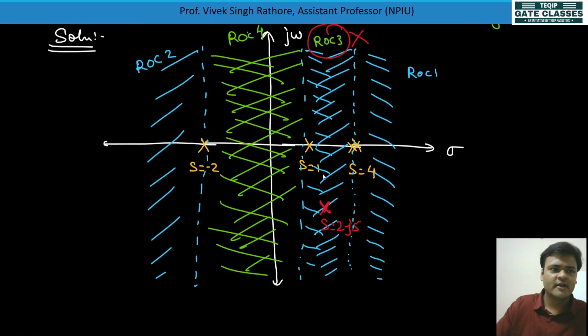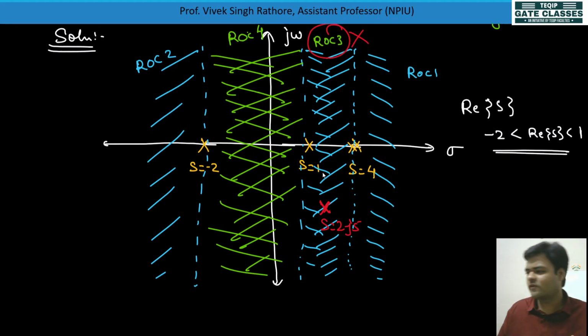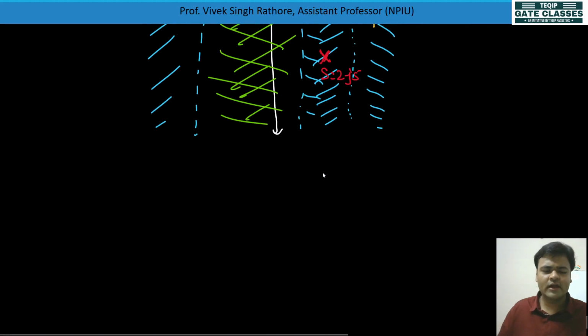It means that this ROC will be: the real part of s will lie greater than minus 2, and less than 1. This is the final ROC for this inverse Laplace transform. So we can write the formula.